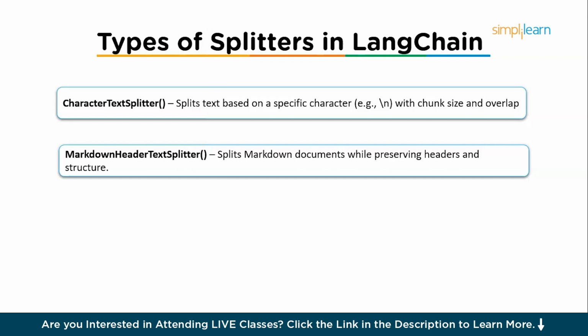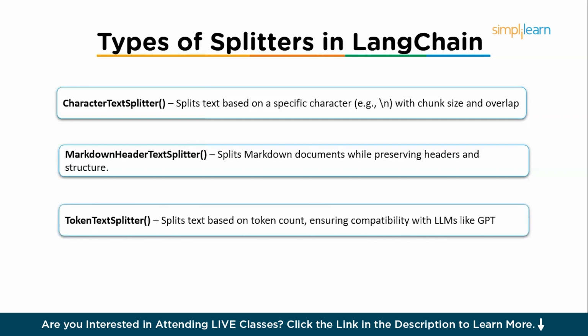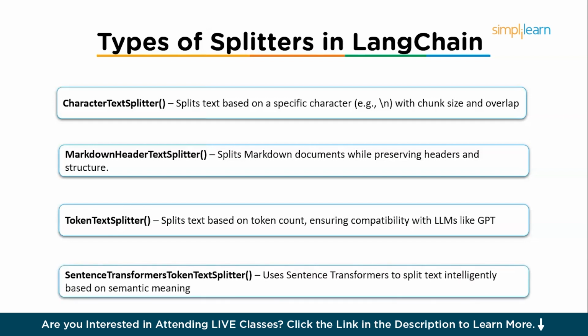It splits Markdown documents while preserving headers and structure. Then comes the third, token text splitter. It splits a text based on the token count, ensuring compatibility with LLMs like GPT. And the fourth one is sentence transformer token text splitter. It uses sentence transformers to split text intelligently based on the semantic meaning.